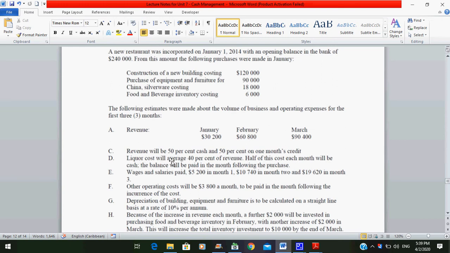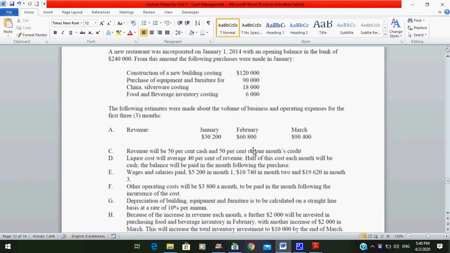The cost will average 40% of revenue. Half of this cost each month will be cash, and the balance will be paid in the month following the purchase. It must be noted that the 50% here is cash, 50% on 1 month's credit, meaning the money won't be collected this month. It will be collected next month. So the money for January, the collection will be done in February. You follow me?